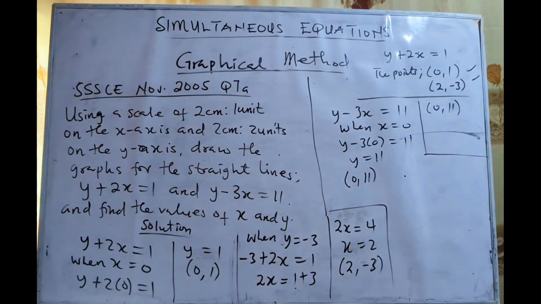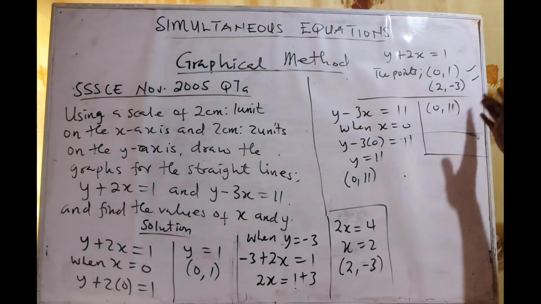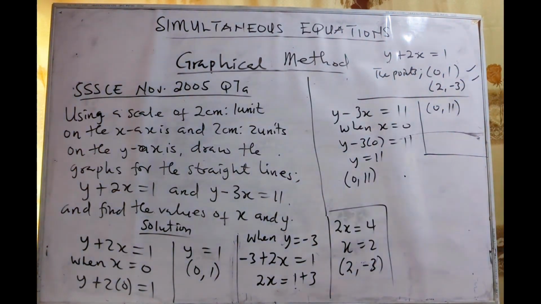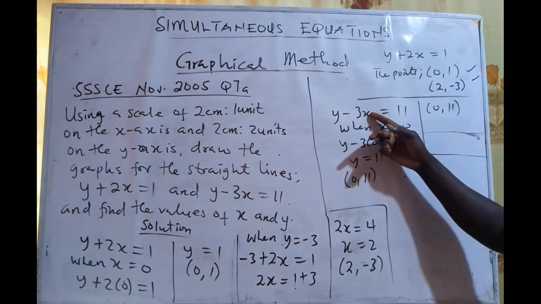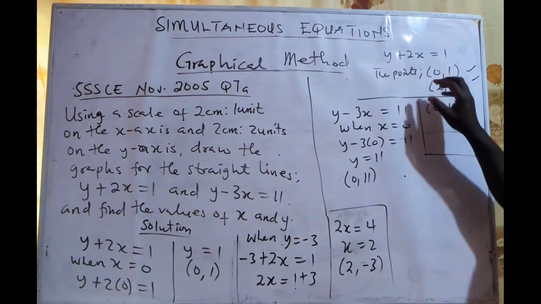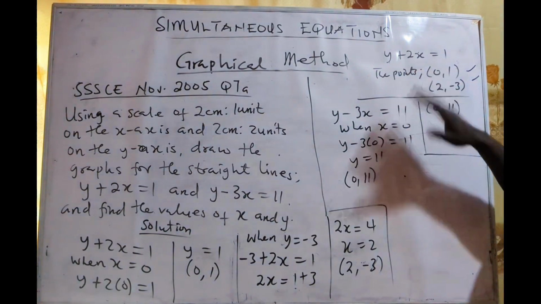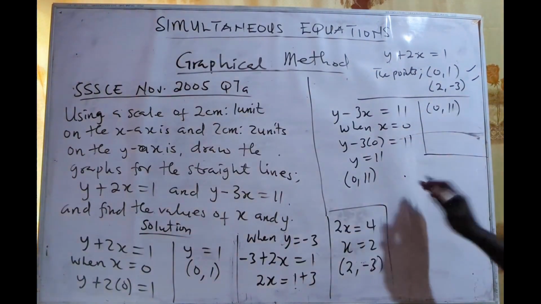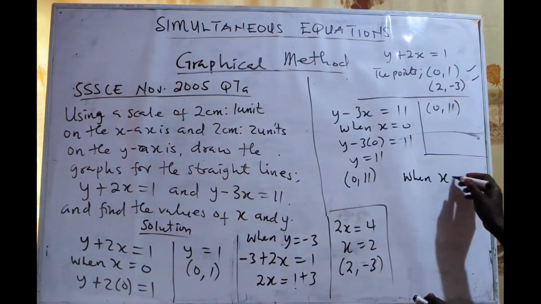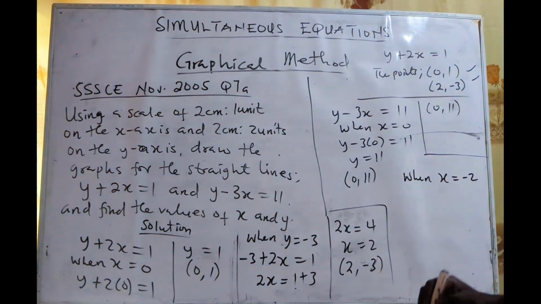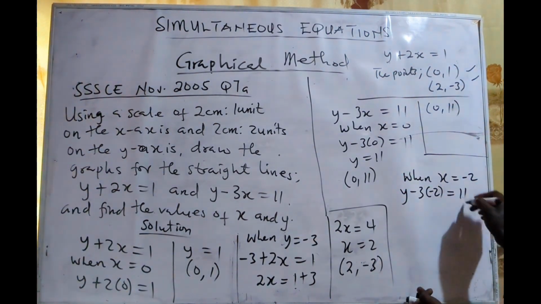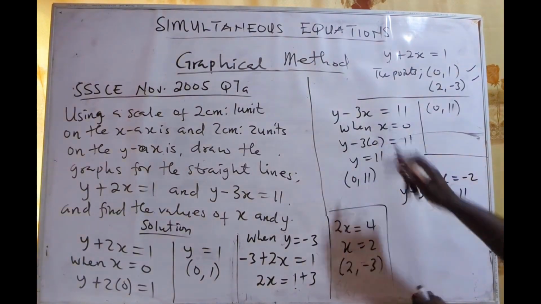Then what do we also do again? We have gotten one point, we need another point. So let me pick a negative value for x, so that when I pick the negative value for x, this will be positive, and it will go here to be negative and reduce the value for y so that we can get it on the graph. So simple. So I'll say that when x is equal to, let's say, negative 2. When x is negative 2, then y minus 3 times negative 2 will be equal to 11. So I'll substitute negative 2 here.